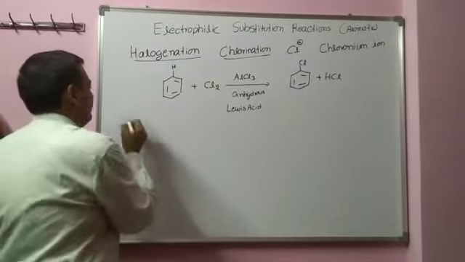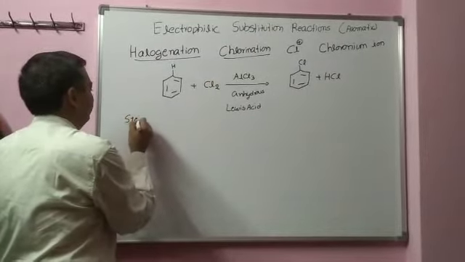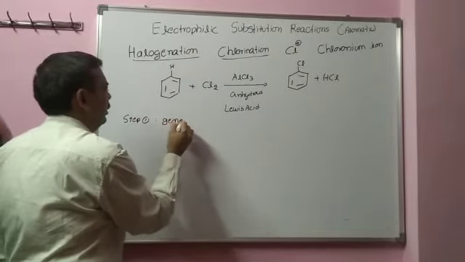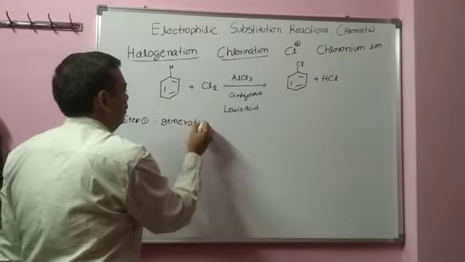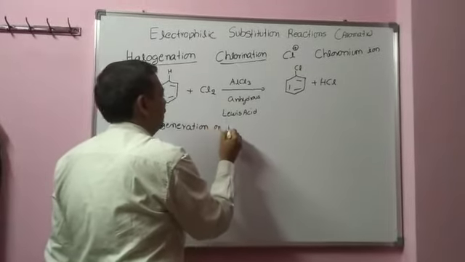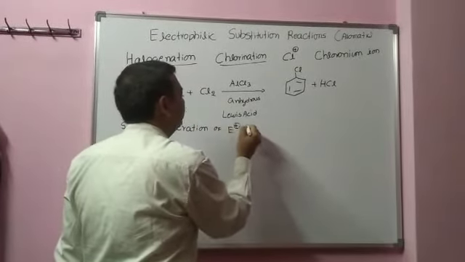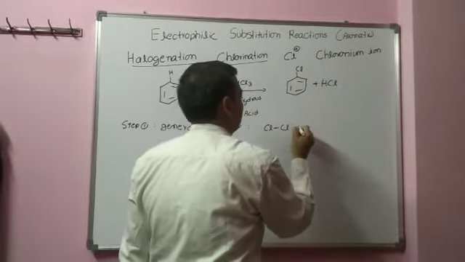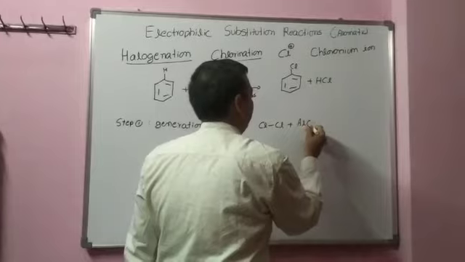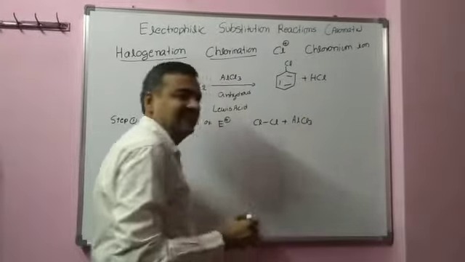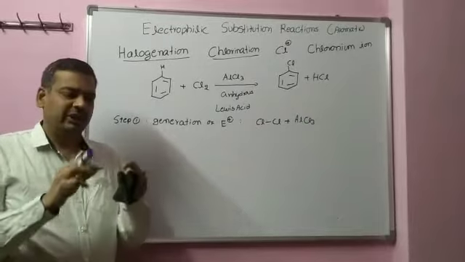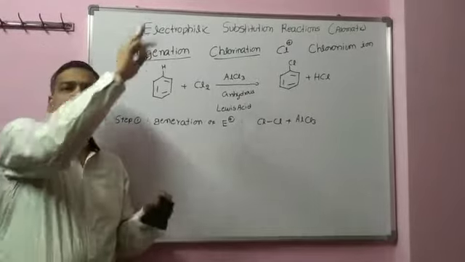Coming to the mechanism. Step 1, generation of electrophile. Let's see how the electrophile is generated. Chlorine reacts with AlCl3. AlCl3 is a Lewis acid. So what is a Lewis acid? It is electron deficient. You can see aluminum with chlorine, chlorine, chlorine.